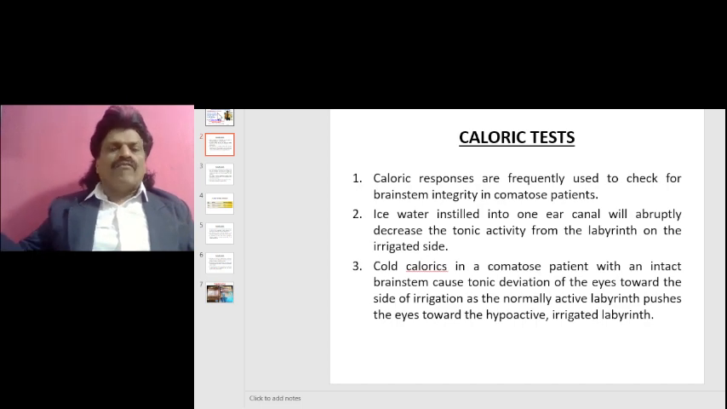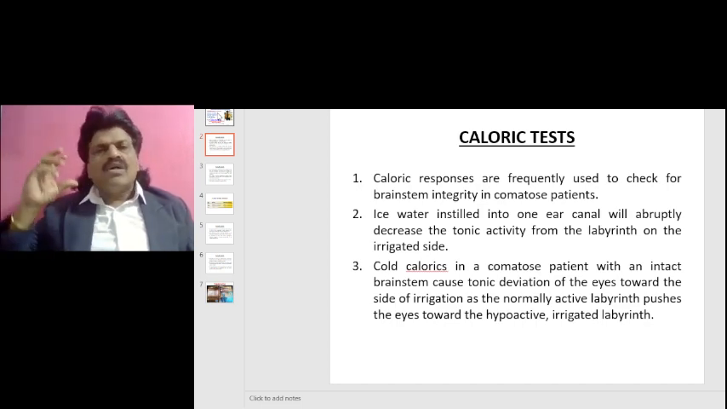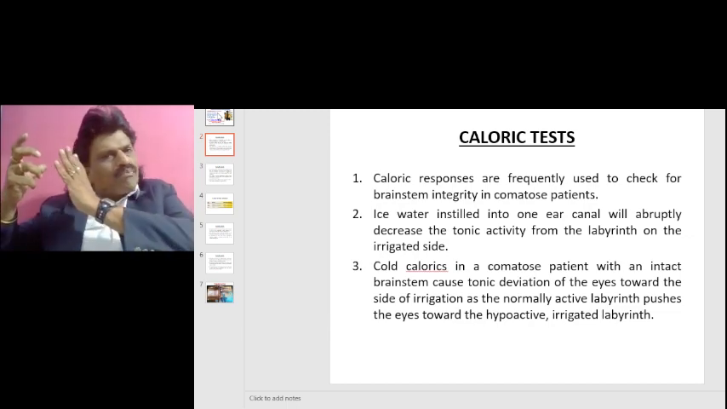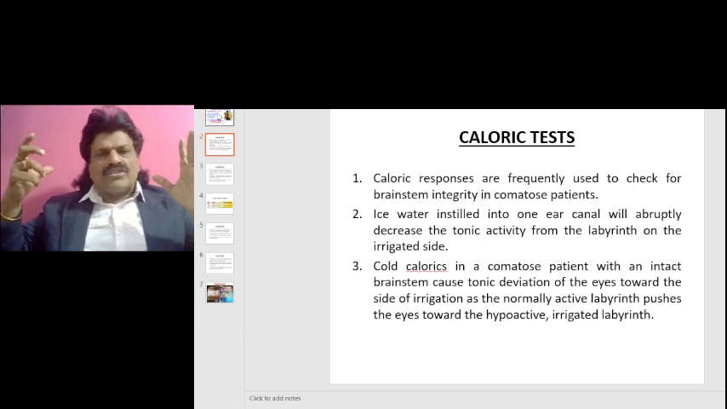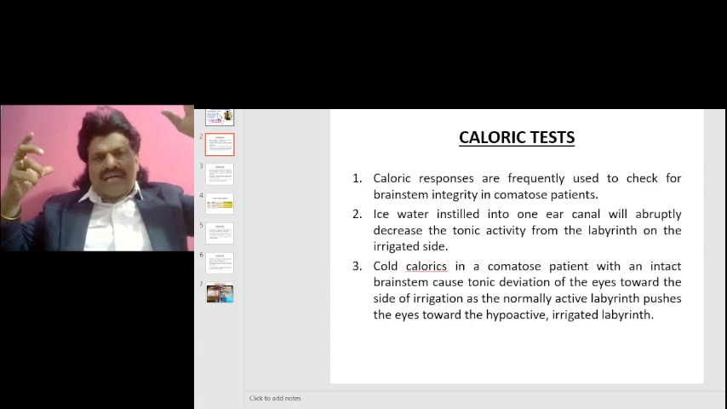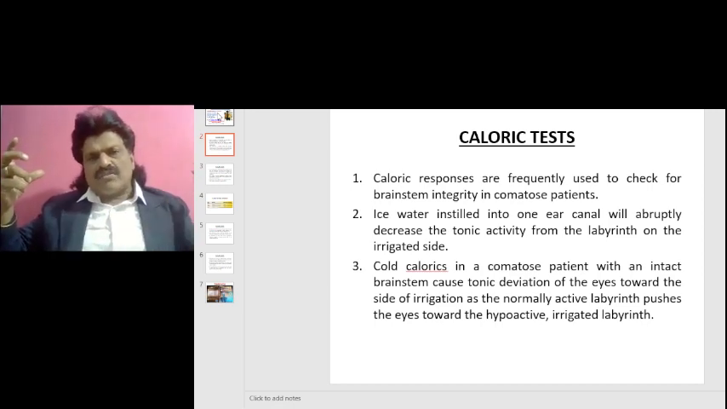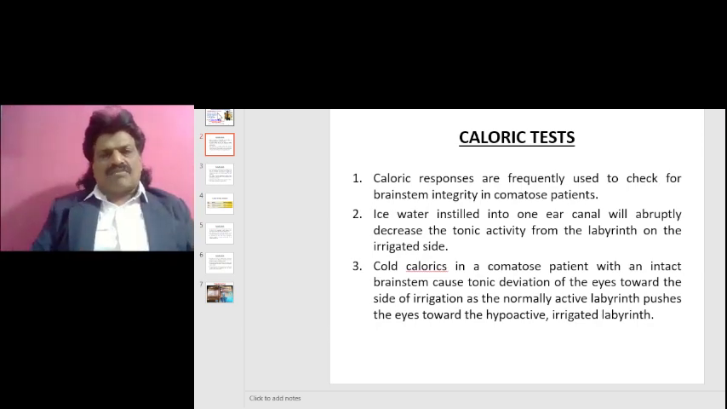So when we put warm water or turn the head to one side, we stimulate the labyrinth, so it pushes the eyes towards the opposite side. But the body always tries to maintain equilibrium. So the cortex on the side where the eyes are pushed, the frontal eye fields area number 8, will push the eyes back towards normal by giving a saccadic jerk. So you will have a nystagmus.